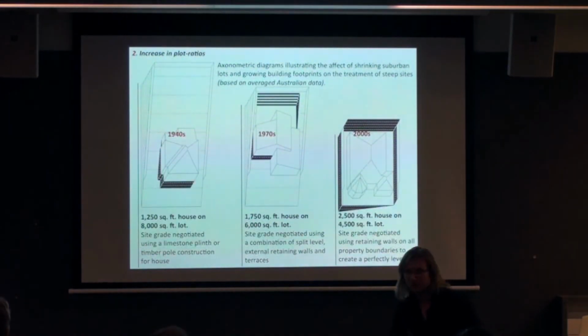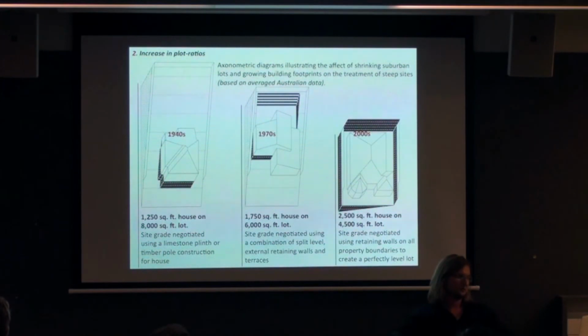Another big factor is plot ratios, so increasing, bigger houses, smaller lots. It's a convergence. In the old days, a big lot with a small house, you could move it around and turn it and twist it, and it sat on a plinth and there was room to move. By the 70s, starting to flesh out.